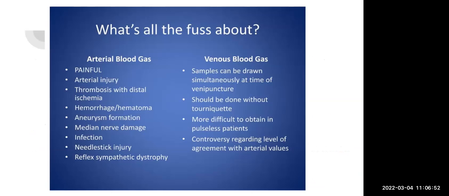So these are the differences between ABG and VBG. ABG is usually painful, and we have to anticipate any arterial injury, thrombosis with distal ischemia, hemorrhage or hematoma. ABG can cause aneurysm formation, median nerve damage, infection, needle stick injury, and we have to anticipate any reflex sympathetic dystrophy, since we are flushing the arterial blood.